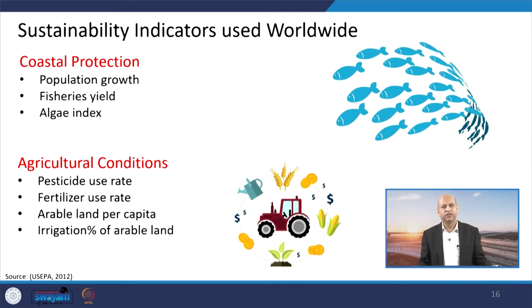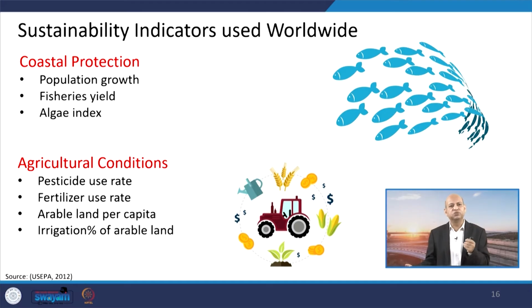Then we talk about coastal protection, then fisheries yield, how much it is coming, or pollution of those coastal areas, or algae index, all those, because they also help in population of the fishes. And then if you talk about agricultural conditions, then you talk about how much pesticides farmers are using, because that will influence the quality of the soil and other related things.